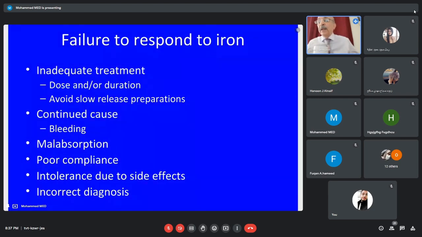Okay. Poor compliance, the patient is not taking the tablet. Another cause, intolerance due to side effects. Some patients may develop anorexia, sometimes constipation, as a side effect of iron, and in this case, injectable iron may be given. Next slide, please.